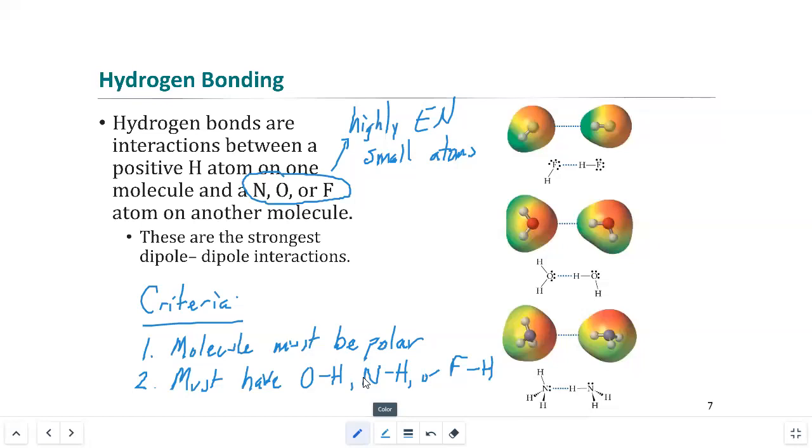So if I meet both of those criteria, not only do I have a polar bond, not only do I have dipole-dipole forces, I have dipole-dipole forces and hydrogen bonding. And that's going to make that intermolecular force that exists in water, that intermolecular force that exists in ammonia, just that much stronger, that much harder to break apart.